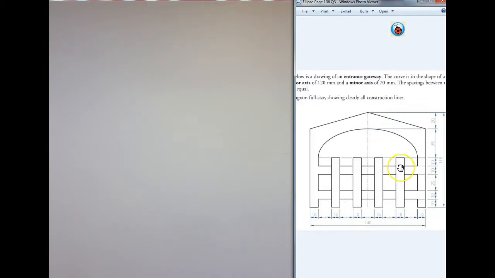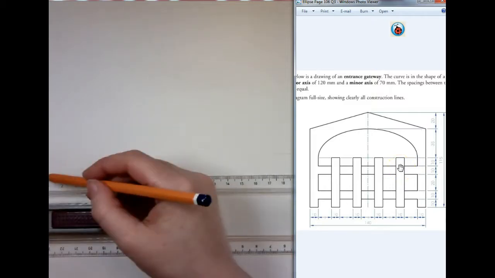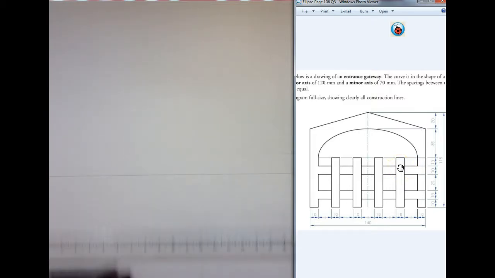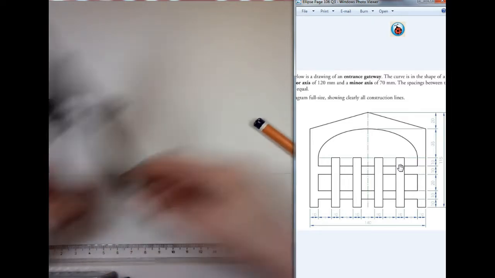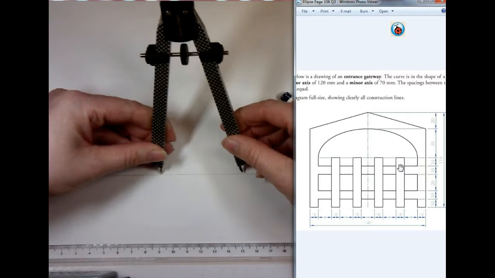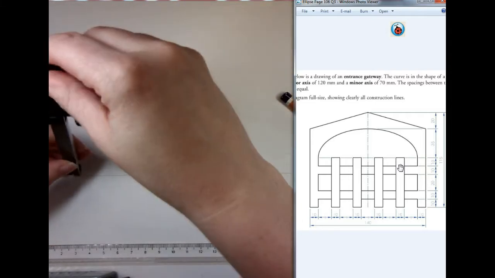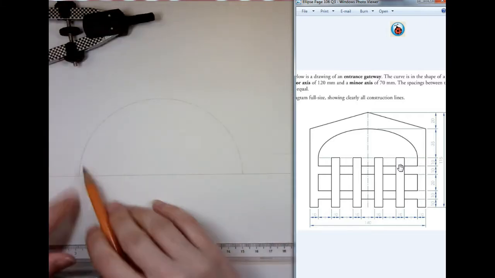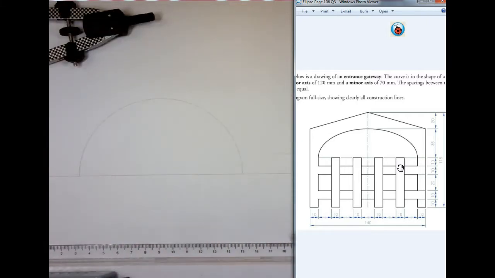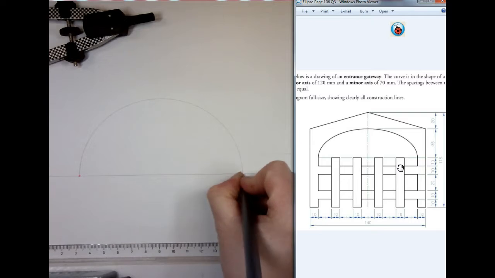Okay, so what I'm going to do here is draw my horizontal line that I'm going to start with. I'm going to get my compass and put a distance of 60 onto my compass. I'm just going to draw my semicircle, radius 60, which gives me a major axis of 120. That gives me 2 points on my ellipse, here and here.